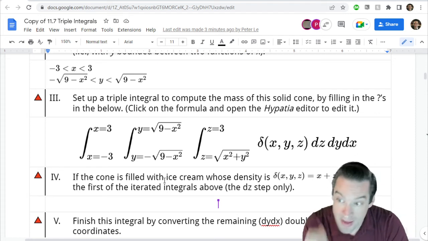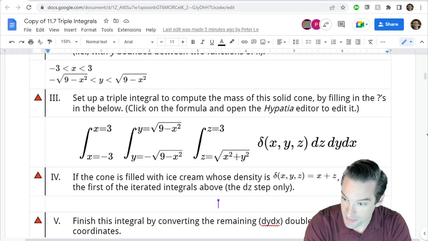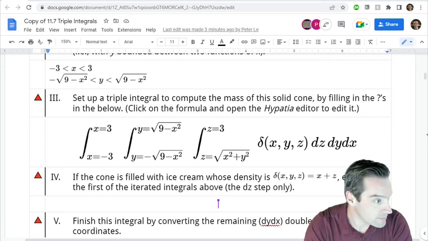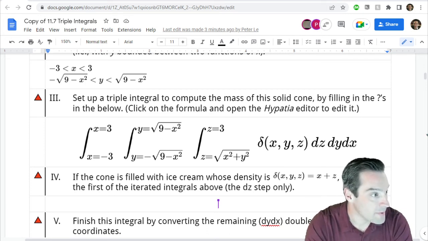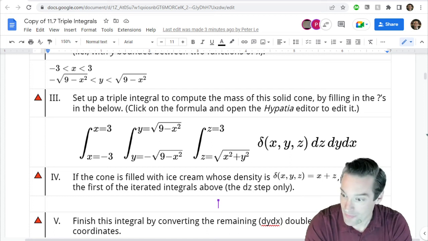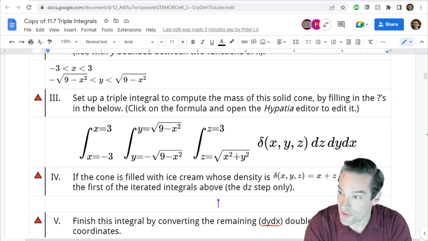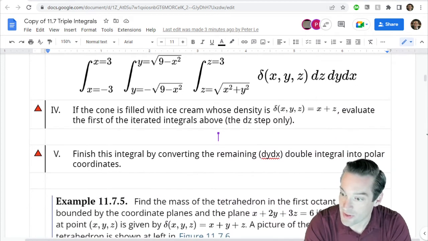So now if we want to actually evaluate this integral, starting with the z evaluation, then we would need to know what is a formula for the function delta. So what density function are we actually trying to work with here? And so just for this problem, I chose the density function x plus z.